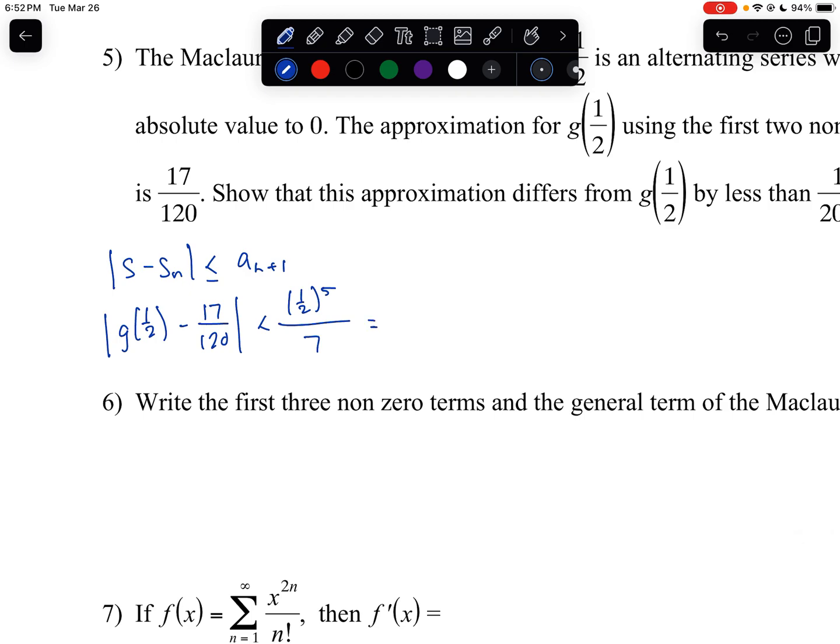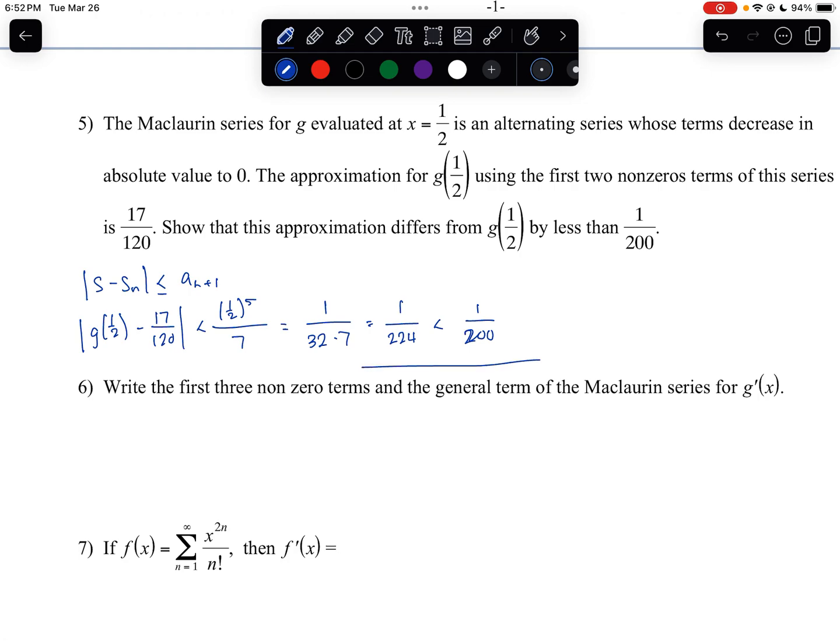Well, what does that equal? 1 over 2 to the fifth is 1 over 32, so I'm going to put that as 1 over 32 times 7. And 32 times 7 is 224. And that is less than 1 over 200. So there you go. Our approximation, so this value right here, differs from this value right here by no more than 1 over 224, which happens to be less than 1 over 200.